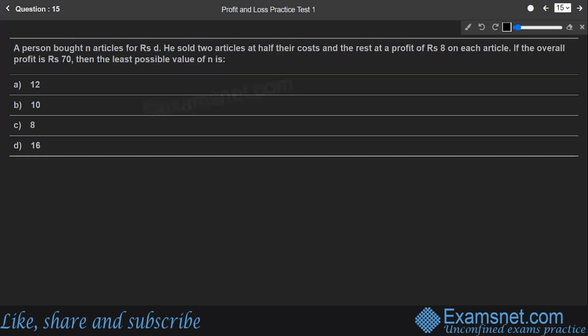Next, a person bought n articles for rupees D. He sold two articles at half their cost and the rest at a profit of rupees 8 on each article. If the overall profit is rupees 70, then the least possible value of n is.